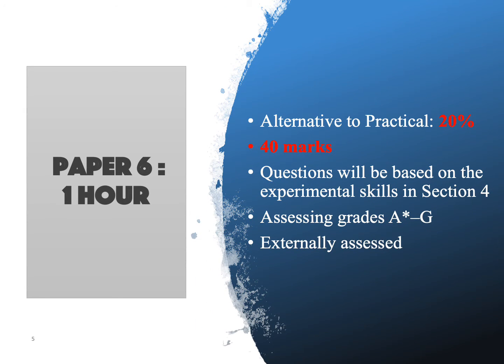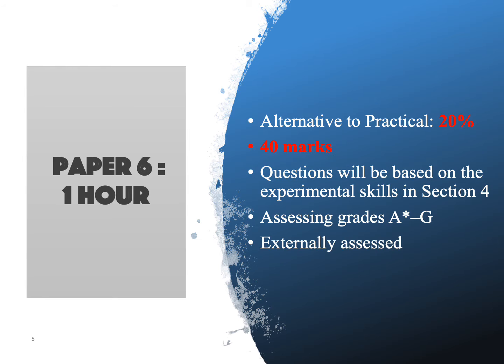The third paper will be paper 6. Students who opt for core paper or extended paper will be taking the same paper. For this paper, students are required to complete the paper within 1 hour. There are 1 to 3 questions that will be based on the experimental skills in section 4. Total of 40 marks for this paper, which will contribute 20% of the total marks. Again, this paper will also be externally assessed with the grades from A star to G.